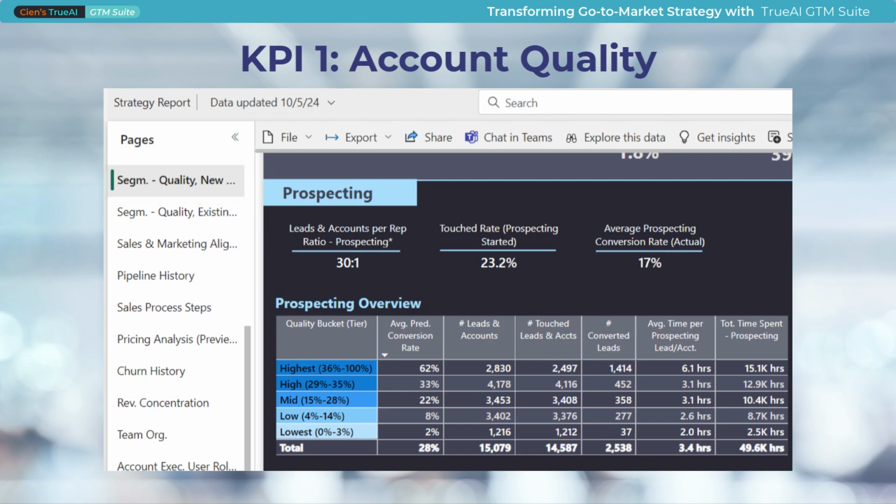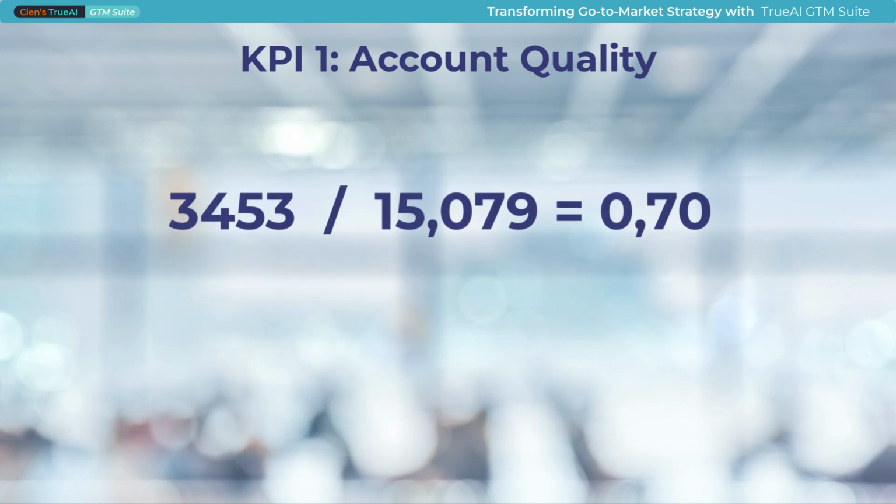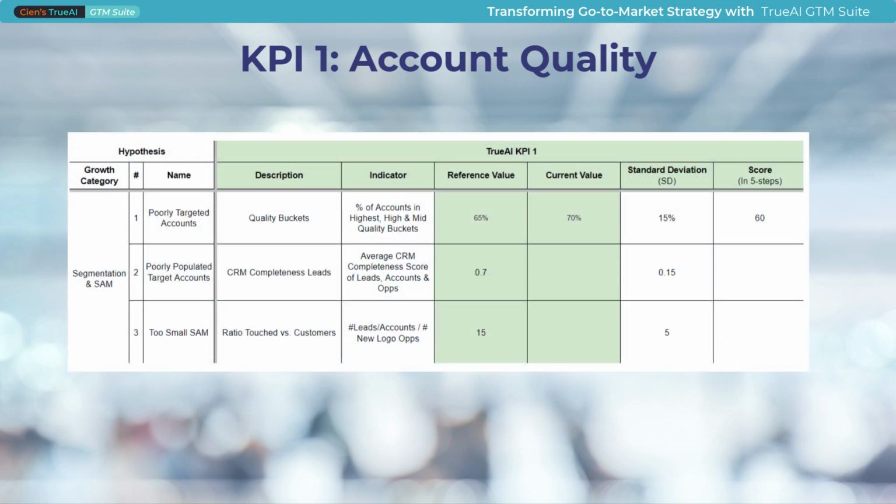Now we identify the number of leads and accounts that fall into the highest, high, and mid quality buckets. We sum these values and divide the total by the number of all accounts. For this company, the result is 0.7, meaning that 70% of the accounts are classified within the high quality buckets. We will then input these values into the Heatmap worksheet. With the reference value as 65% and a standard deviation of 15%, the score is 60 considering a normal distribution.